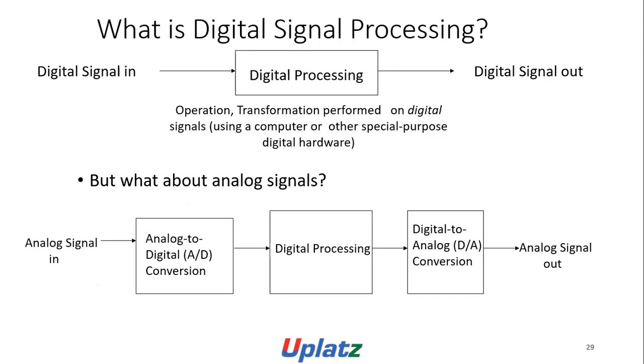What is digital signal processing? Digital in, digital processing: operations and transformations performed on digital signals using a computer or other special purpose digital hardware, and digital signal out. But what about an analog signal? Analog signal in, analog to digital conversion, digital signal processing, digital to analog conversion, and analog signal out.